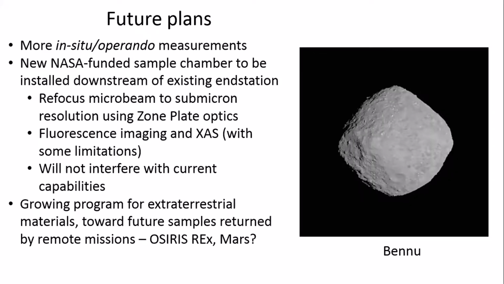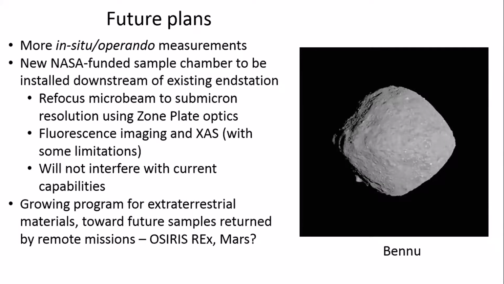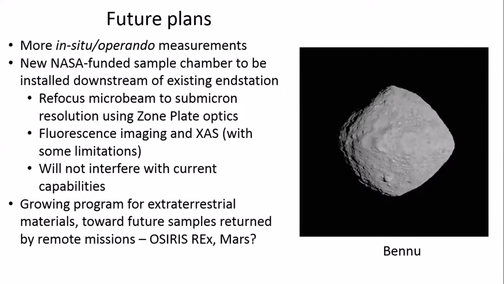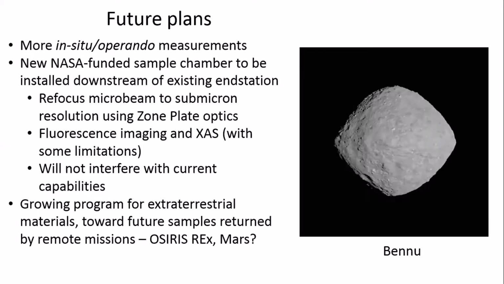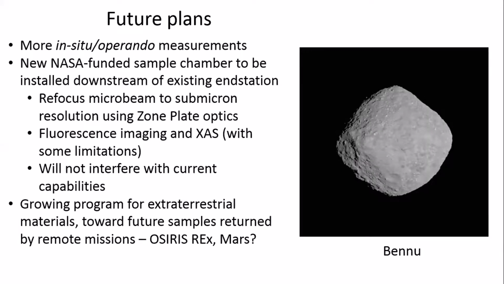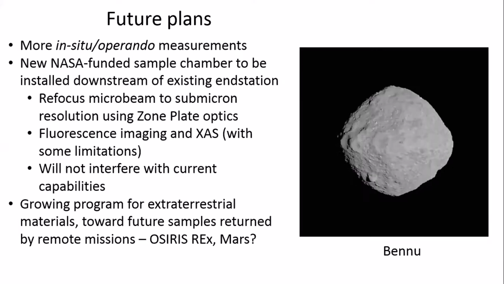But this end station will not interfere with the current capabilities, which will remain intact. In fact, to make measurements at the submicron end station, all you have to do is move the sample out of the beam path in the microbeam station, and then send beam down to the submicron station.